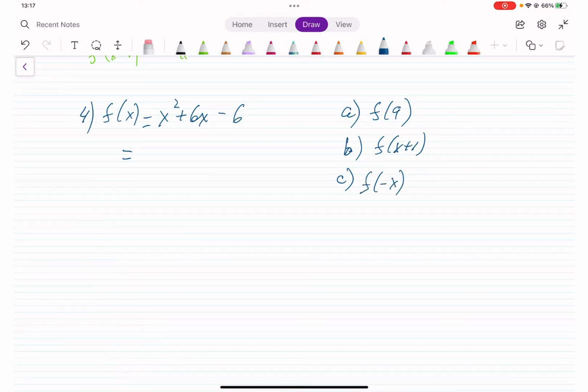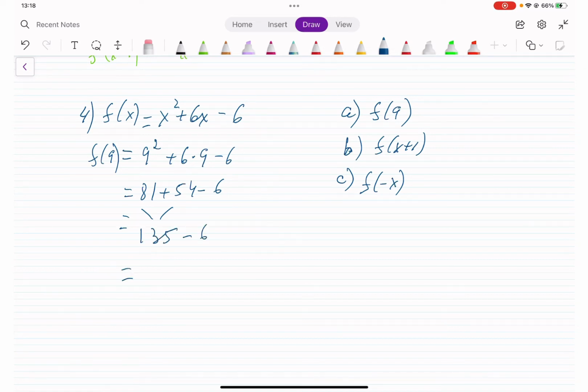Okay, let's plug in. So f of 9 is equal to 9 squared, instead of x I'm plugging in 9, 9 squared plus 6 times 9 minus 6. So 9 squared is 81 plus 6 times 9 is 54 and minus 6. So 81 plus 54 is 135, minus 6, it is going to be 129. So f of 9 is 129.